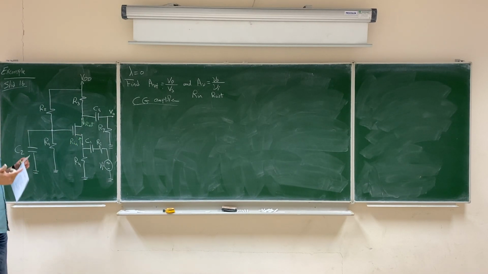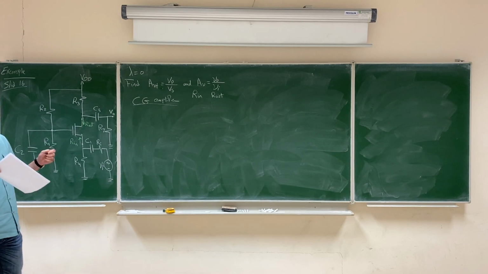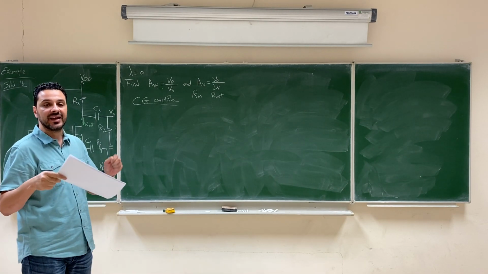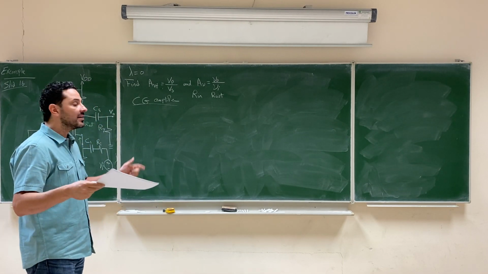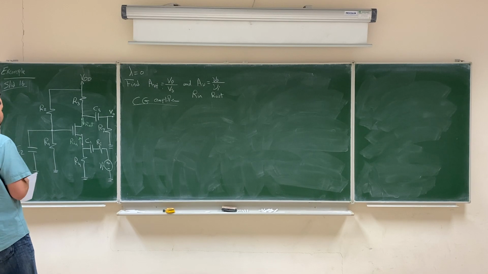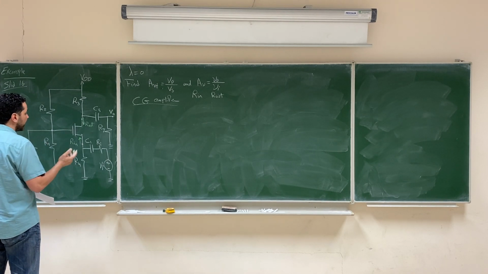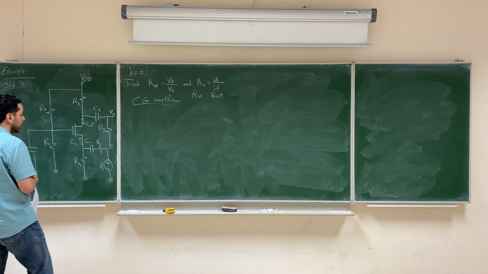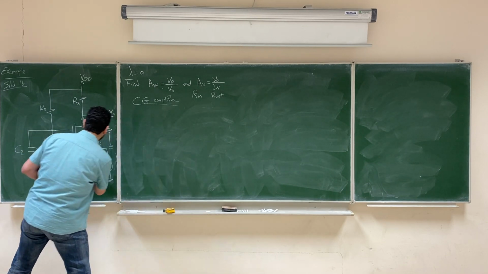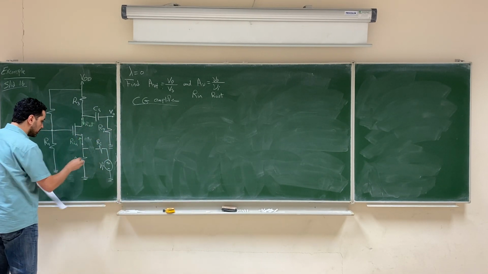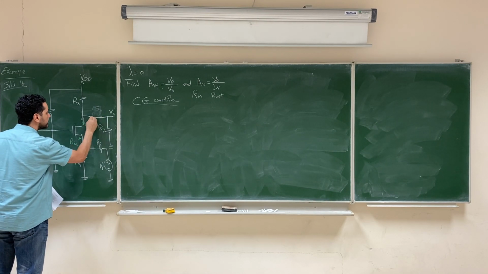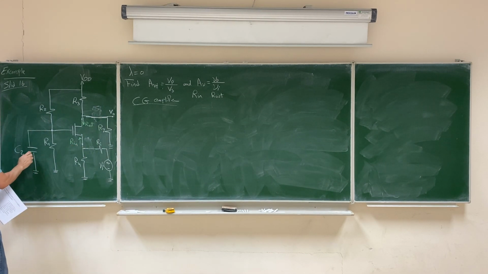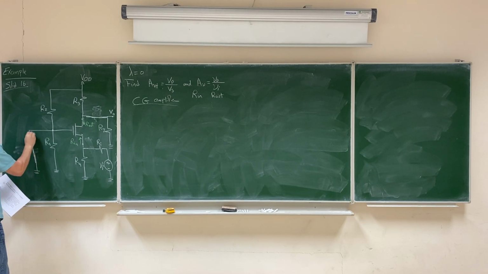First thing is, we'll go directly to the AC model, the AC analysis. Assume that the DC is done, and we'll go directly to the AC analysis. So let's simplify the circuit. In the AC analysis, all the capacitors will be short circuit. So this capacitor, C1, will be short circuit. This capacitor will also be short circuit. This capacitor, C2, will be short circuit.